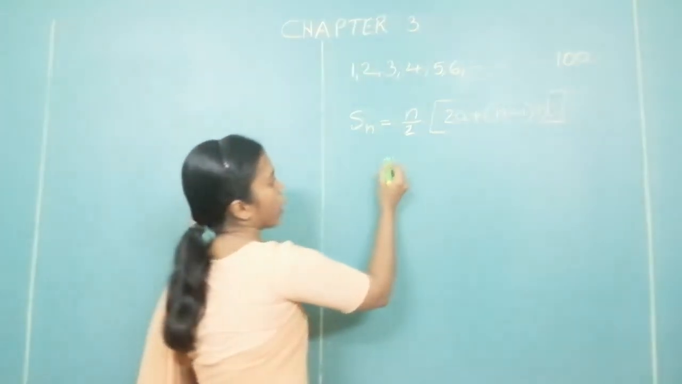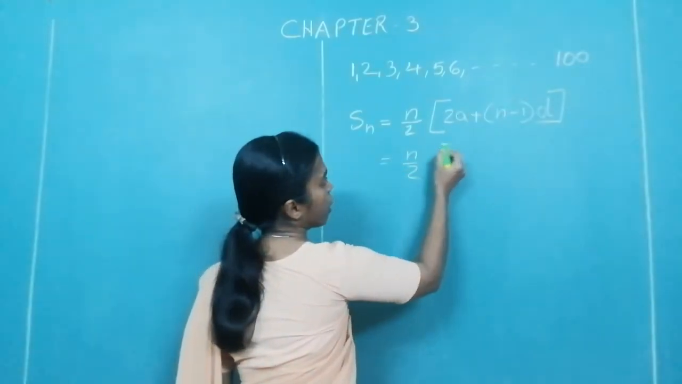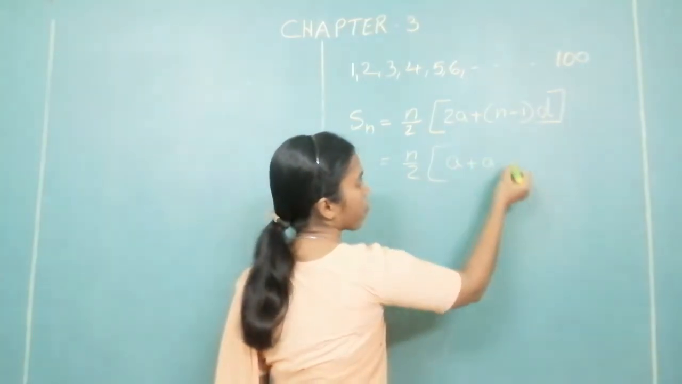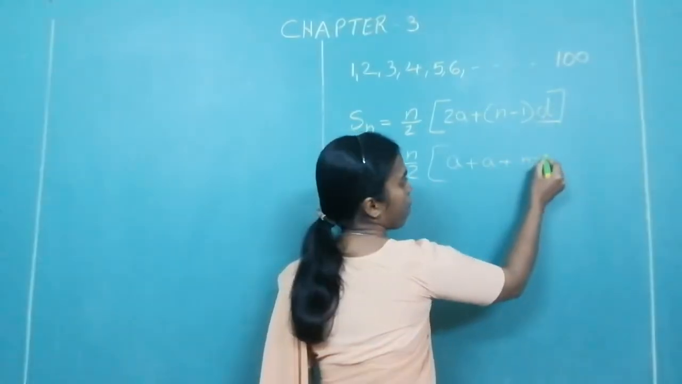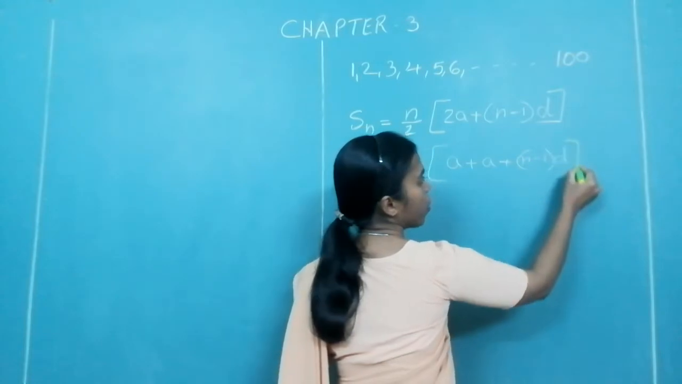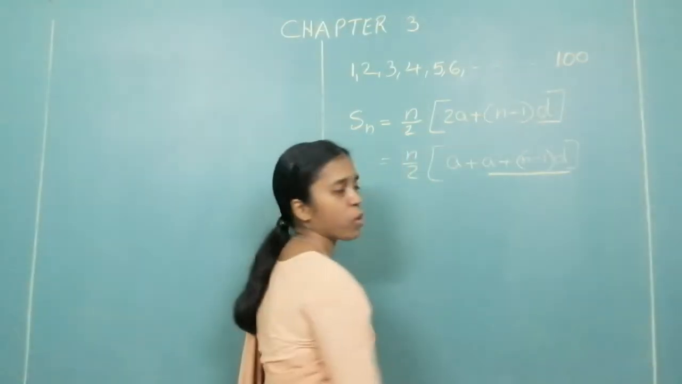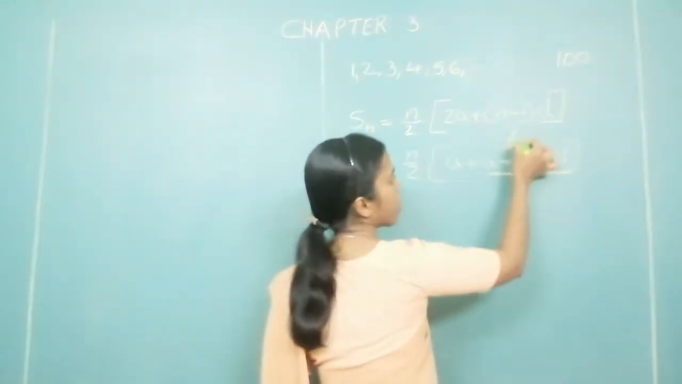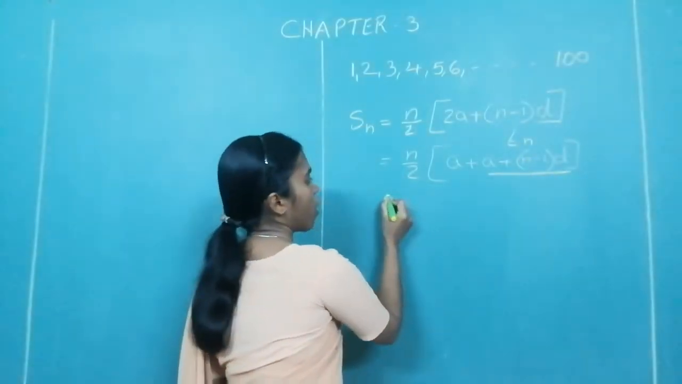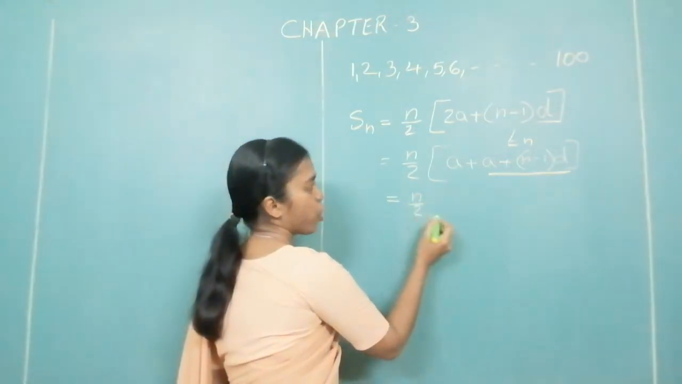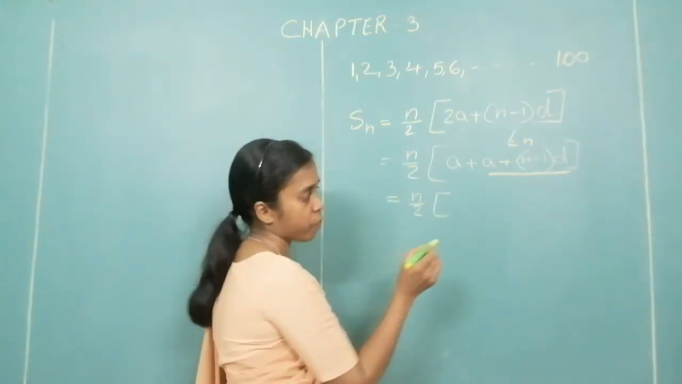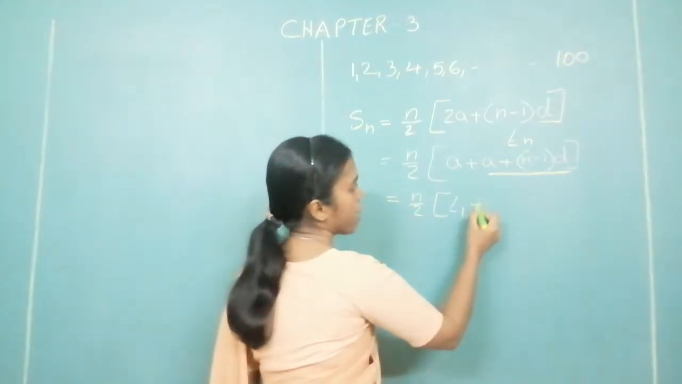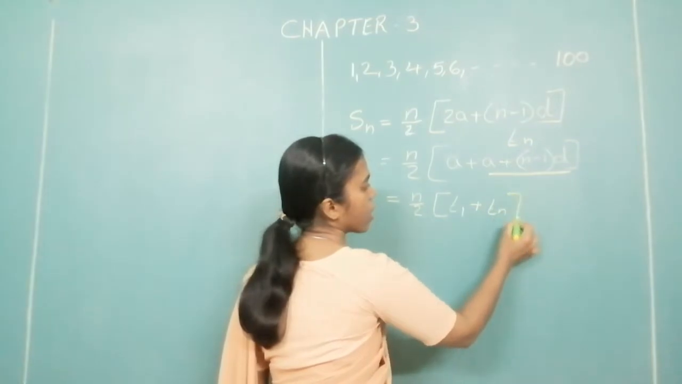Now this I can also write as n upon 2 bracket, I have 2a. 2a means a plus a, plus n minus 1 into d. Does anything come to your mind when you see this? a plus bracket n minus 1 into d. That is what your Tn was. So this formula can also be written as n upon 2 bracket, what is a? a is my T1, the first term, plus Tn, that is the last term.